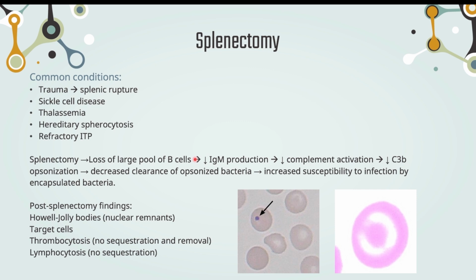When this loss of active B cells occurs, there is decreased IgM production, all right? So remember, it's the follicles where activation and proliferation of the B cells occur. And without spleen, this follicle is lost. So that loss of large pool of B cell means the loss of active B cells, all right? So you need to understand that.